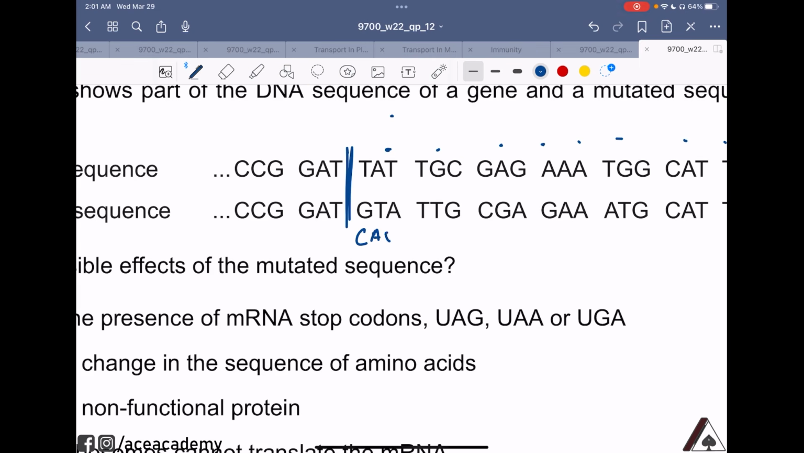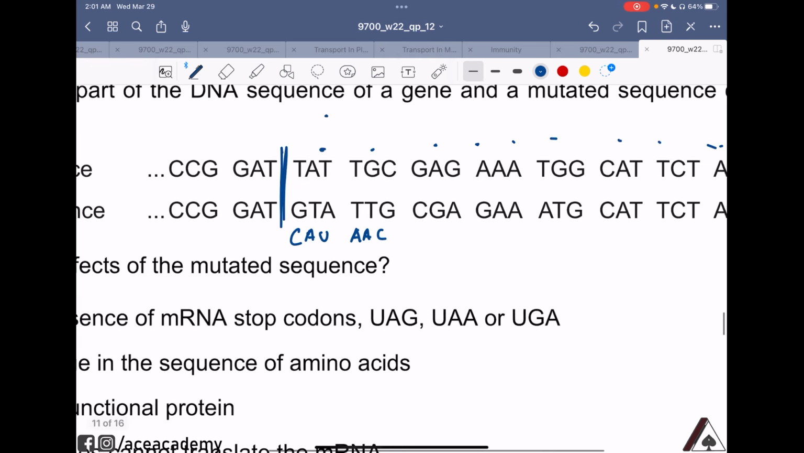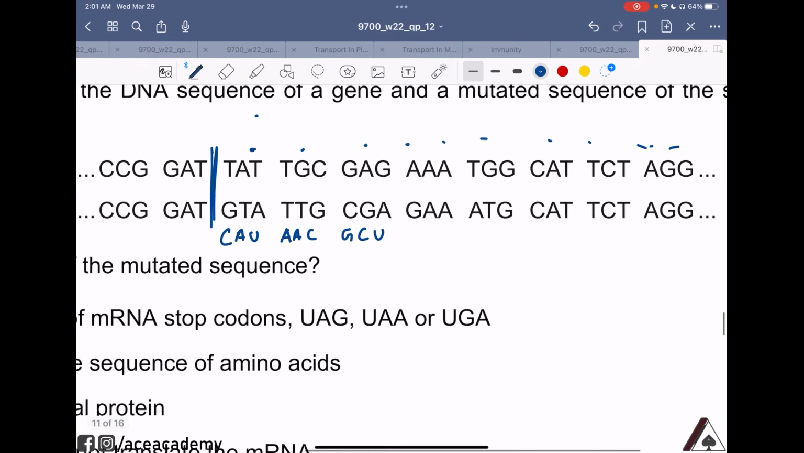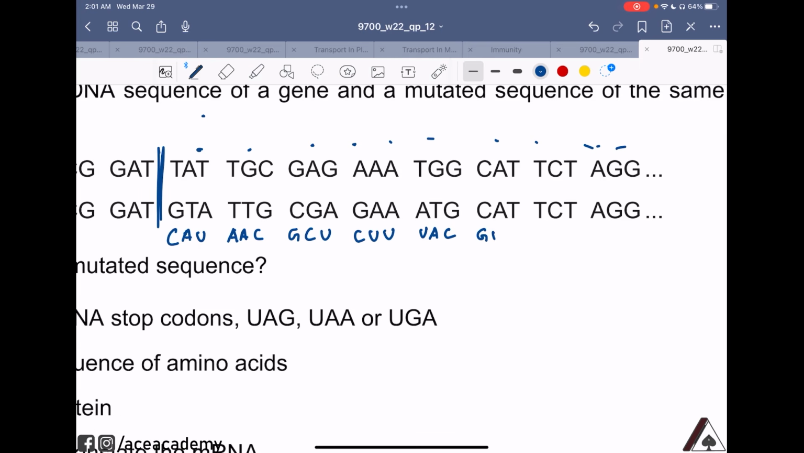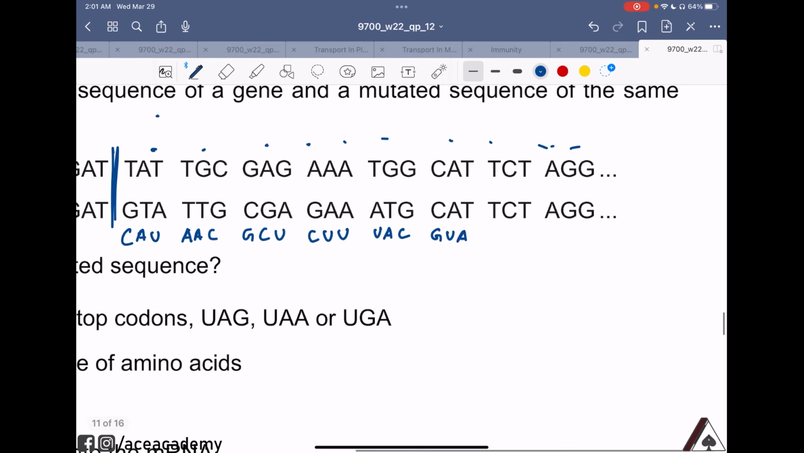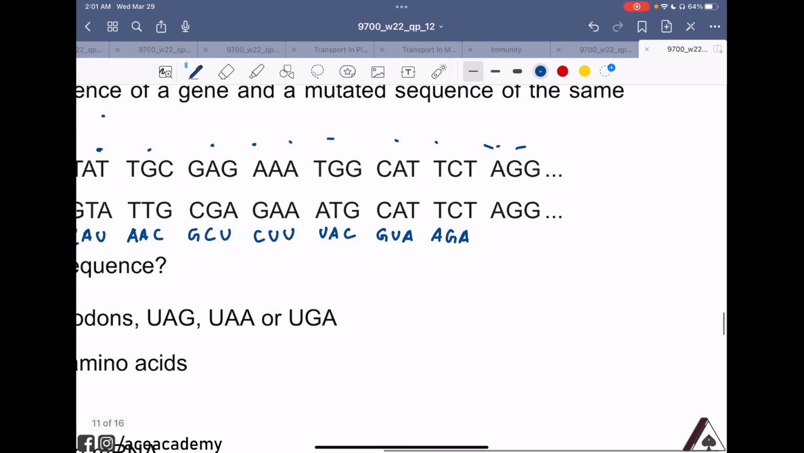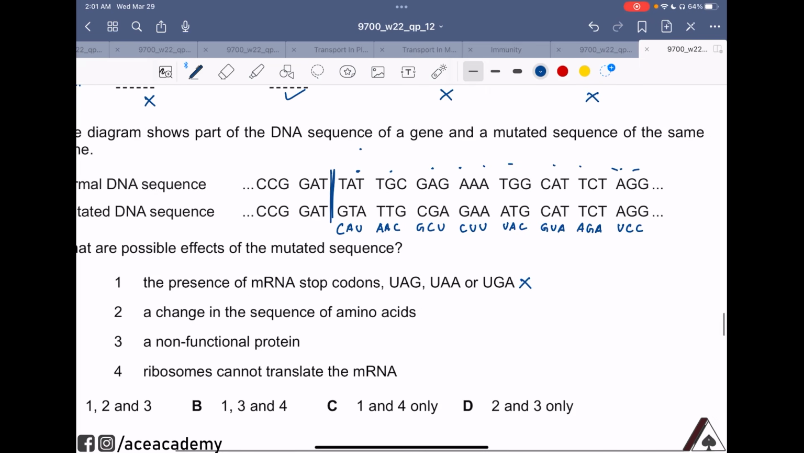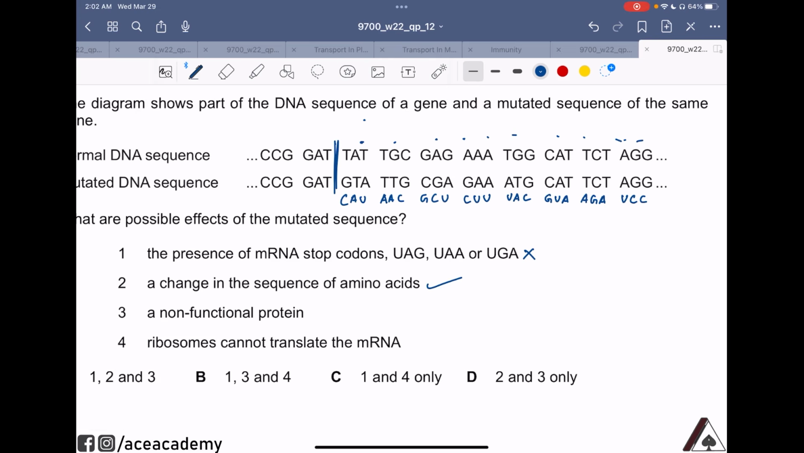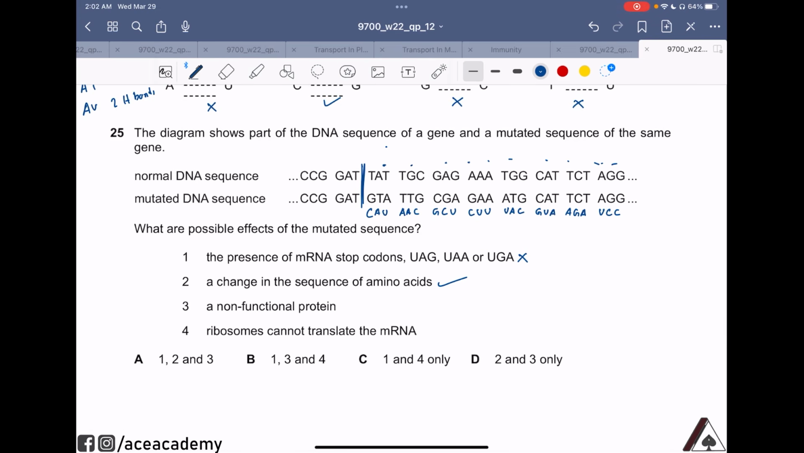C, A, U, A, A, C, G, C, U, C, U, U, U, A, C, G, U, A, A, G, A, U, C, C. So there are no stop codons, so one is incorrect. Change in the sequence of amino acids, this is definitely correct because lots of codons are different now.